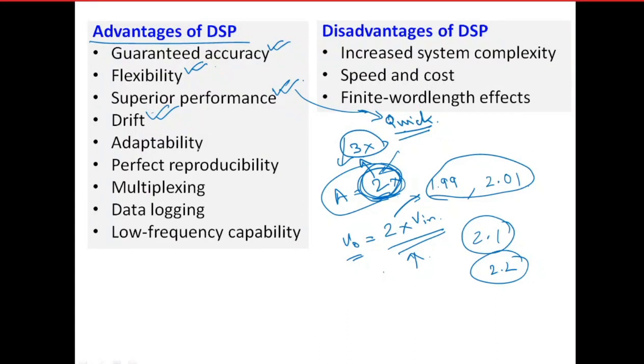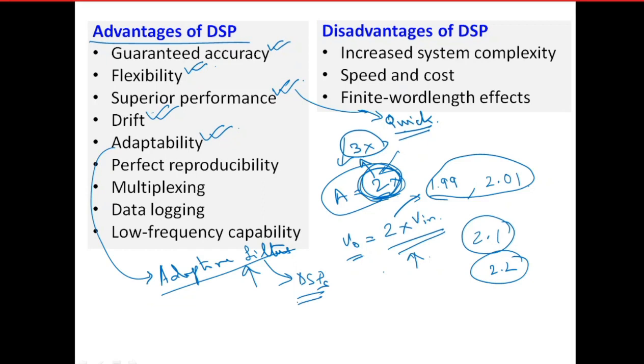Then adaptability. In adaptability, we have adaptive filters. It is very difficult to implement adaptive filters in the analog domain, but the same can be easily implemented using digital signal processors. One of the common examples is noise cancellation.